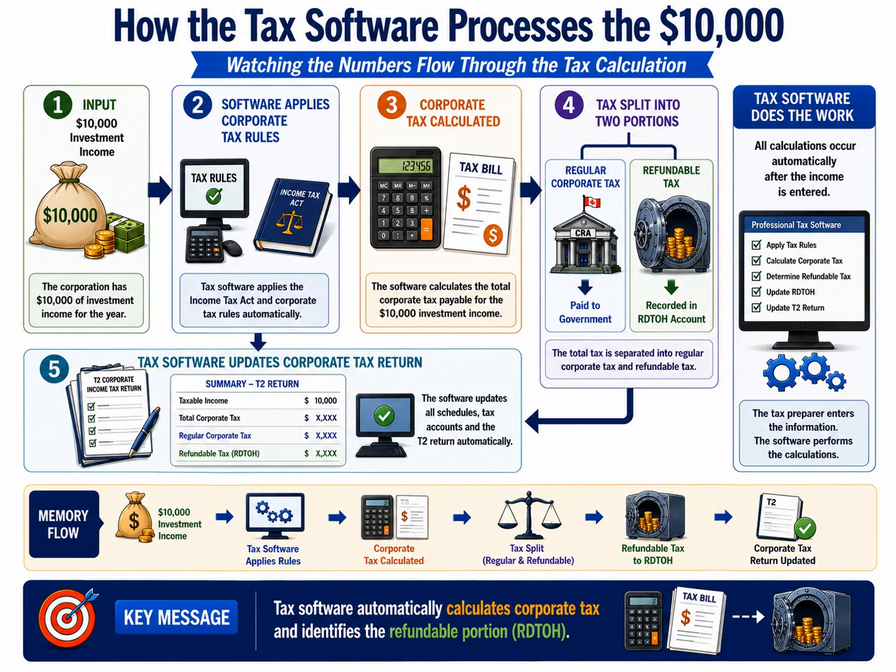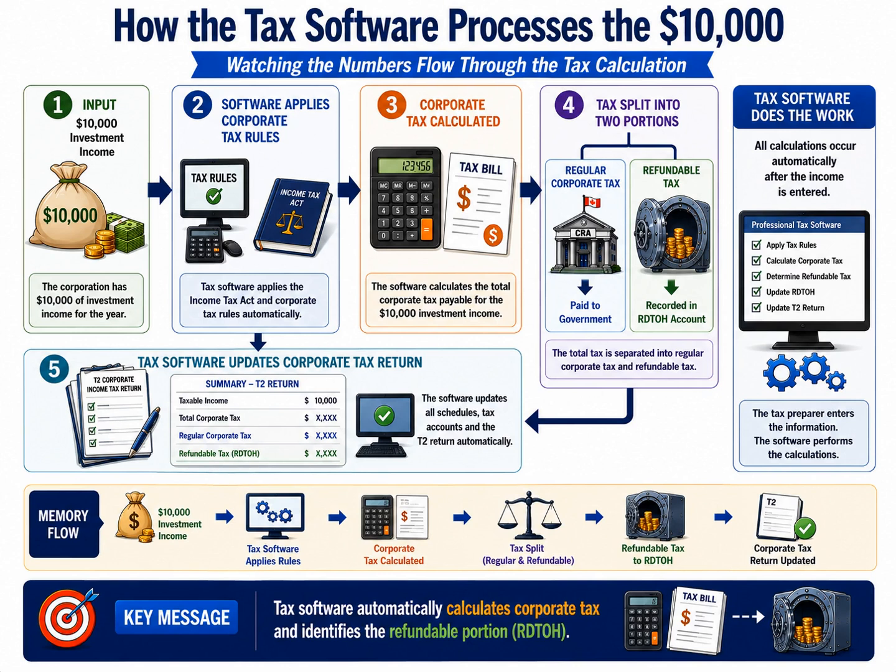As a tax preparer, you should always be able to explain what the software has done. A simple way to remember the process is: investment income goes into the software. The software applies the tax rules. Corporate tax is calculated. The tax is divided into regular tax and refundable tax. The refundable portion is added to the RDTOH account. Finally, the corporate tax return is updated.